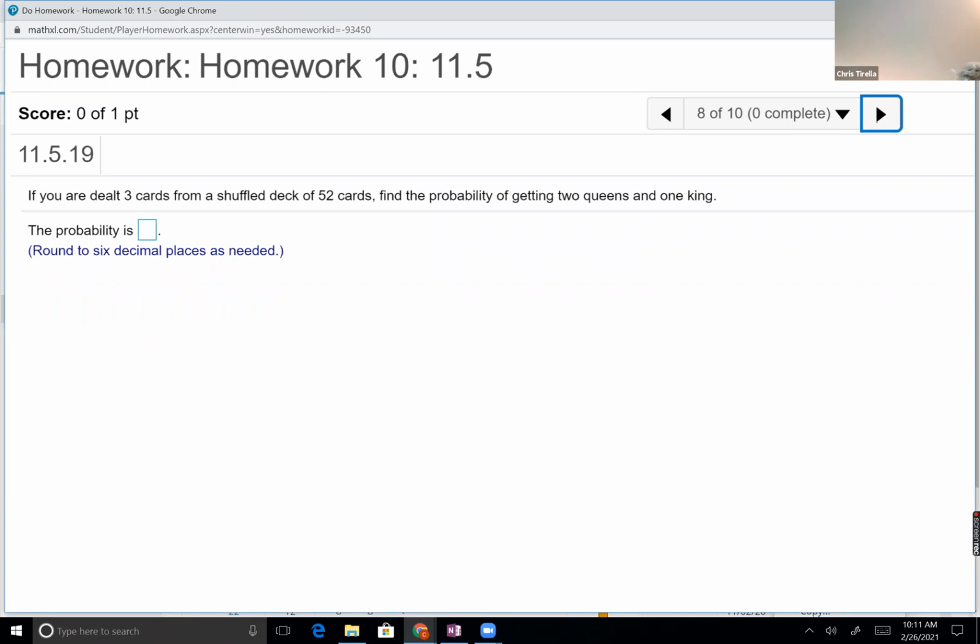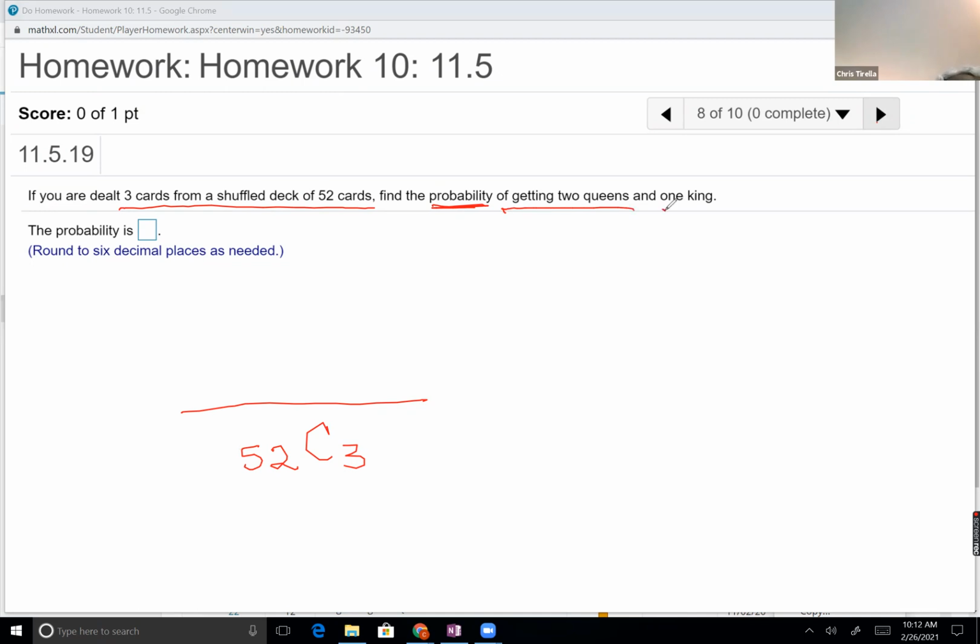You're dealt 3 cards from a deck of 52. Find the probability of getting 2 queens and 1 king. Well, first of all, it's probability, so I'm going to have a fraction. The denominator is going to be all of the ways I can get 3 cards from the 52. So I think we've reasoned through already that that would be 52 combination 3. The numerator will be the number of ways I can get 2 queens and 1 king.